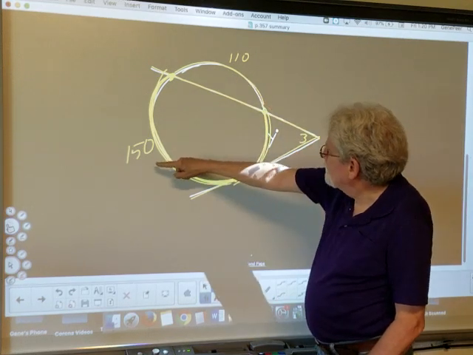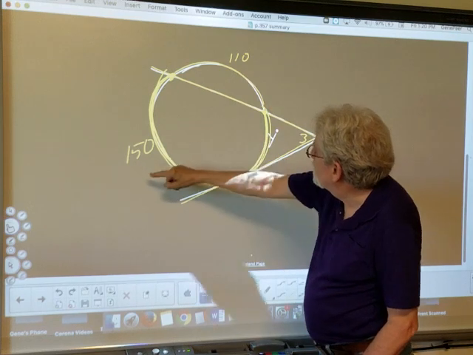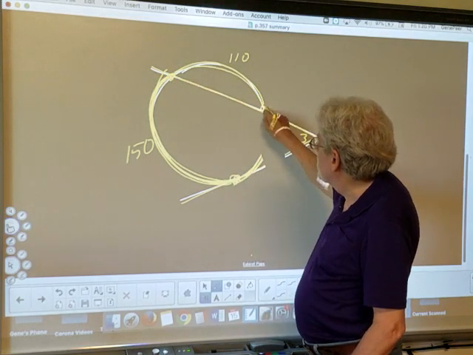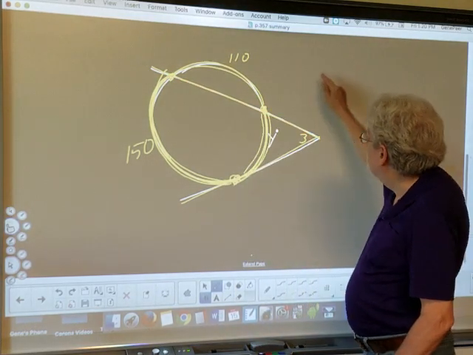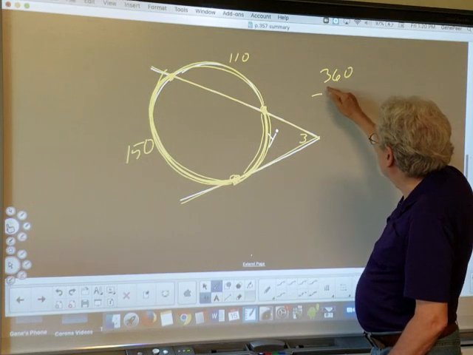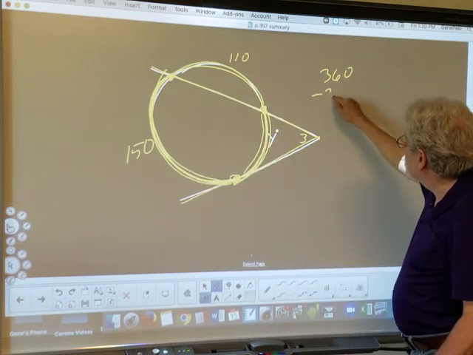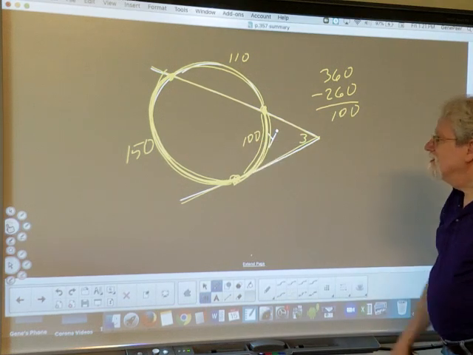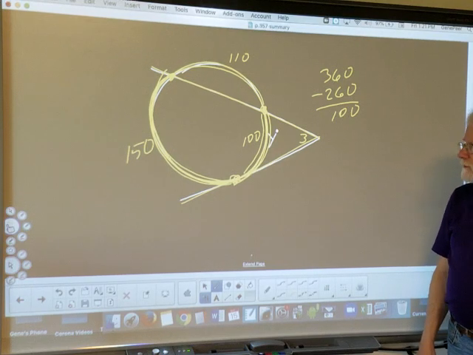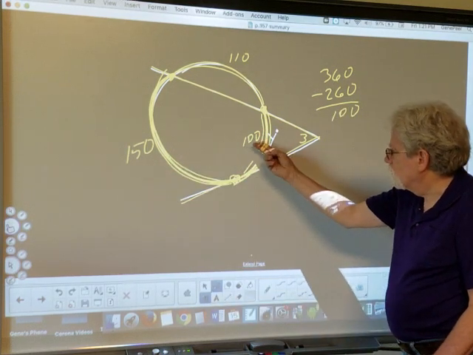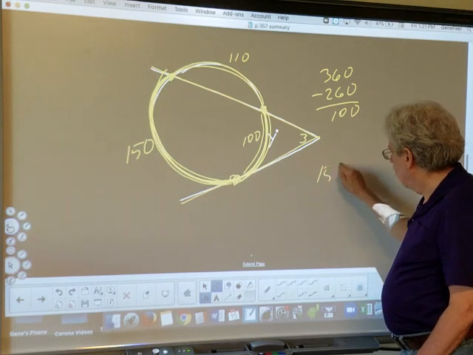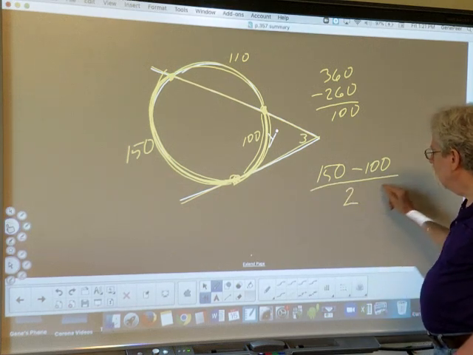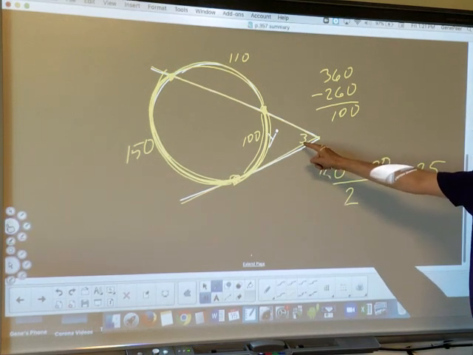So we have 150 there and 110 there. That adds up to a total of 260 so far. So from here to here is 260. What's that leave you with for this guy? Well, it's going to be 360 minus the 260 we've already used up, which leaves us with exactly 100 for y. Now we can subtract and take half. 150 minus 100 is 50. Divide by 2, we get angle 3 is 25.